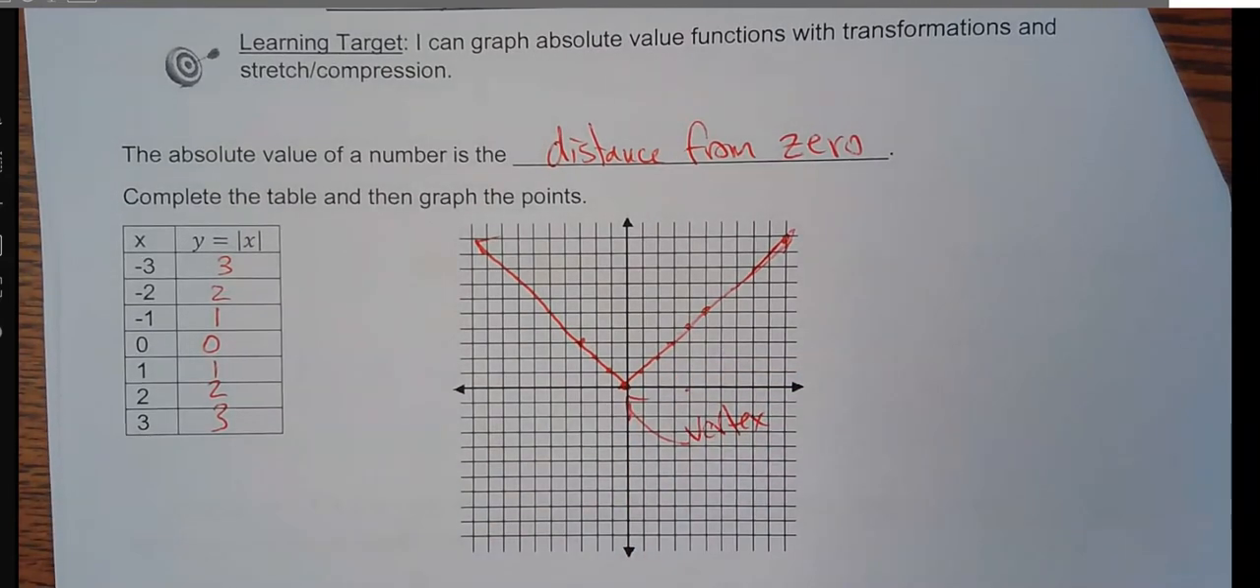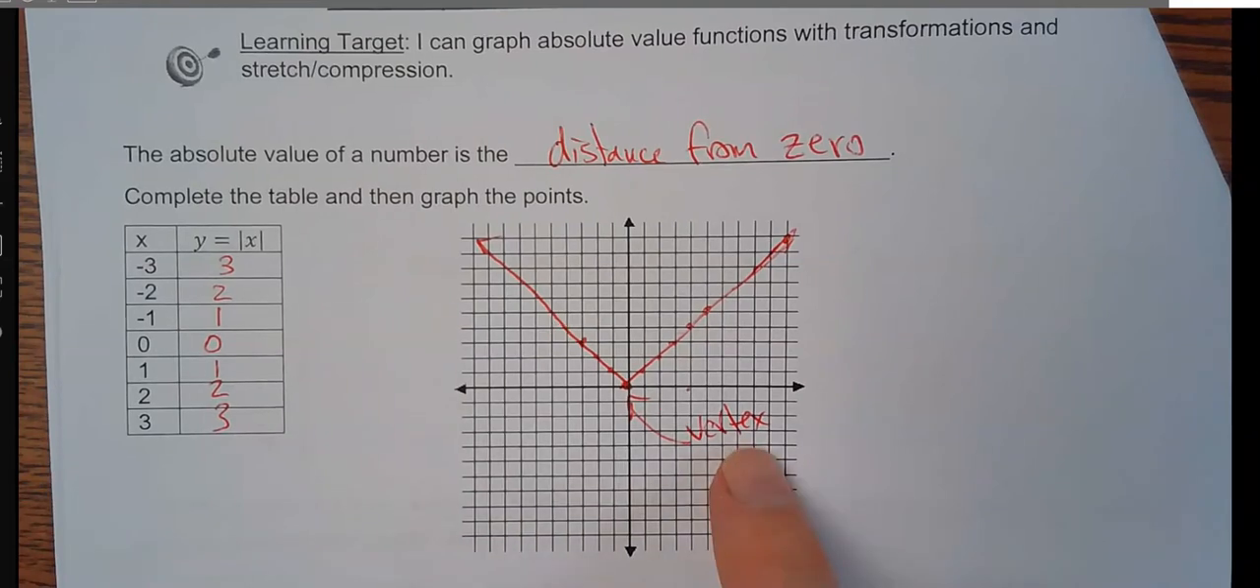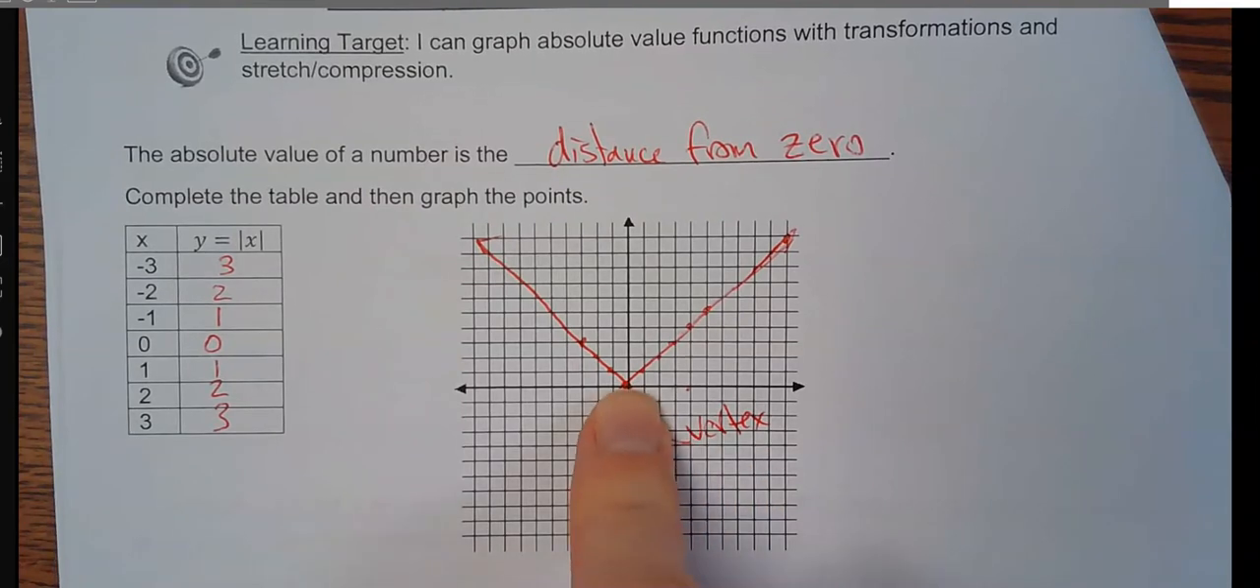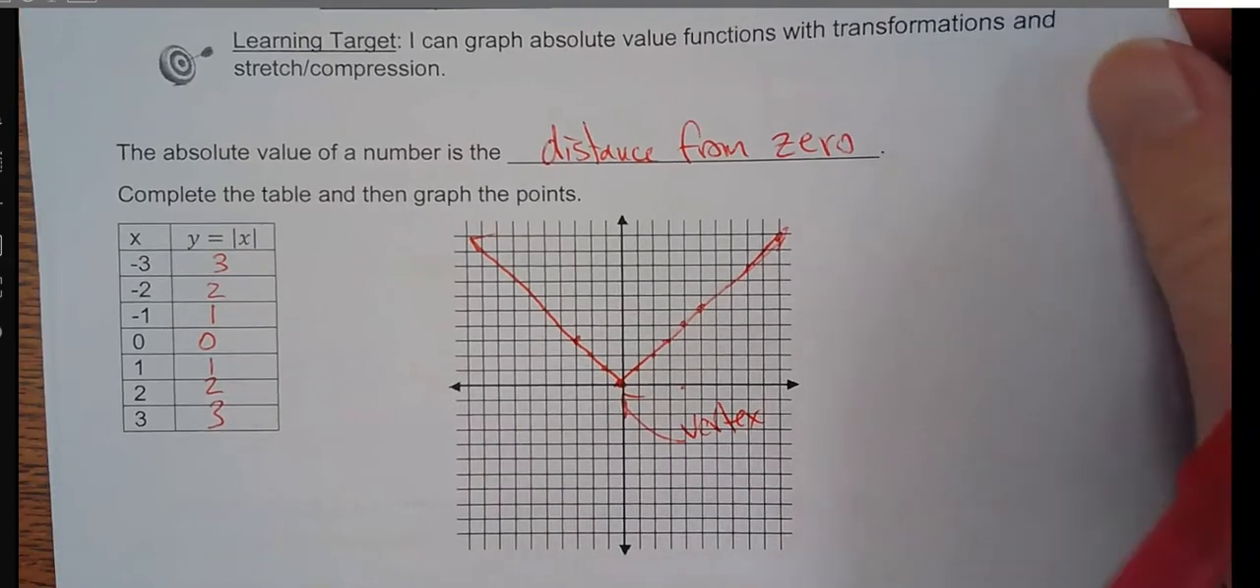Maybe you've heard the word vertex before. In geometry, a vertex is a corner. In algebra, it's a turning point. So kind of the same idea. That's the vertex. The vertex is at the origin. That's the parent function.